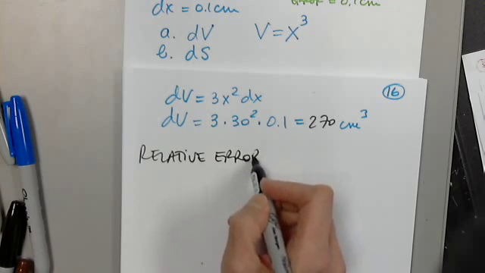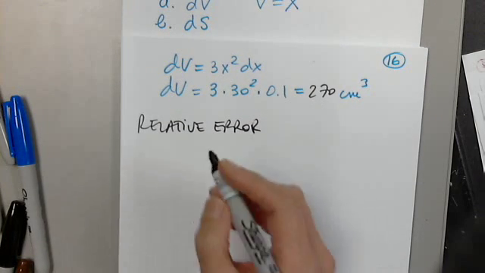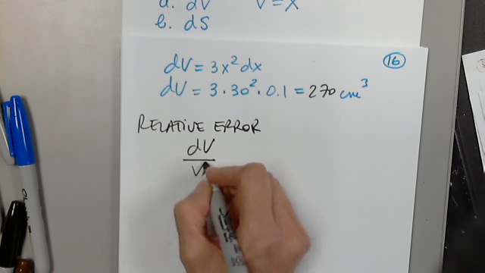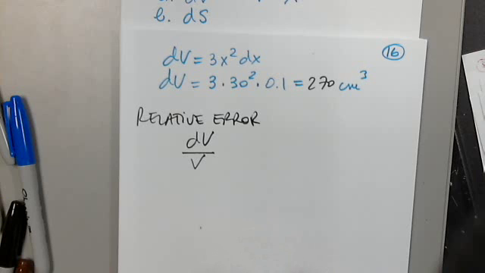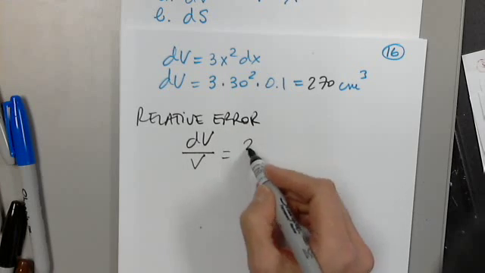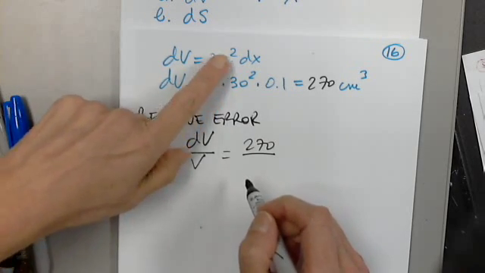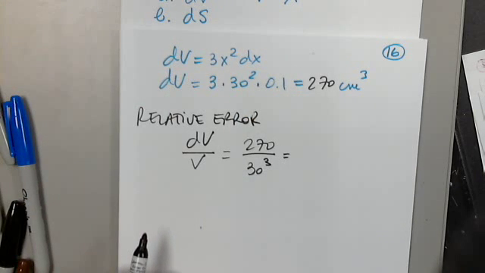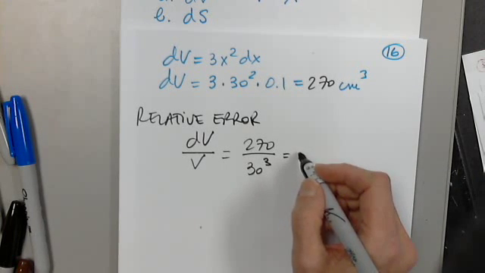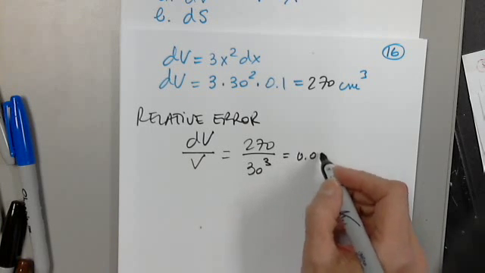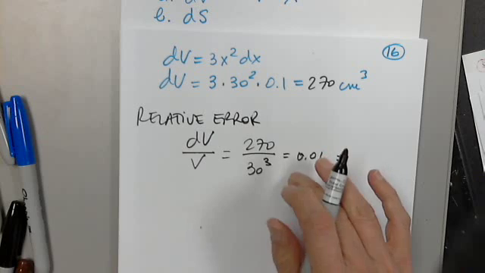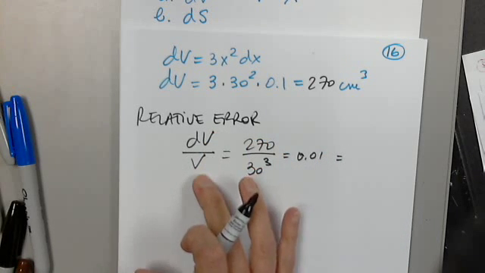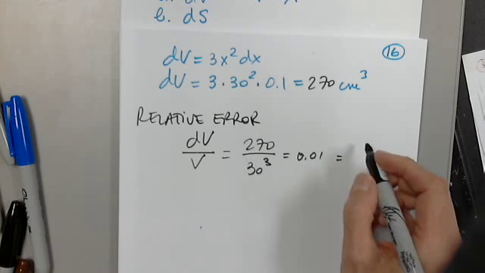So now they also want the relative error. Remember, the relative error does not have a measurement unit because it's dV with respect to V. In other words, what is the percentage? How much error over the volume? So dV is 270. And the volume, I have to calculate the volume, which is 30 to the third power. How much? 0.01. And in percent, so no measurement unit because it's cubic centimeters over cubic centimeters.